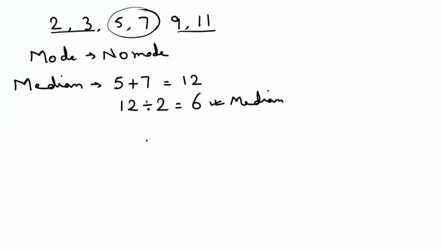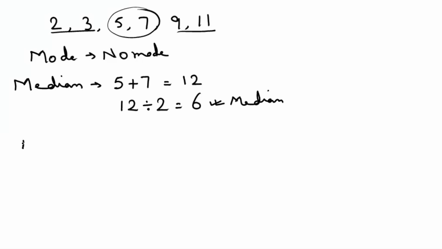When there is no single middle number, then we have to take the two middle numbers and add them, and the sum of those two middle numbers we have to divide by 2, and then we will get our median.